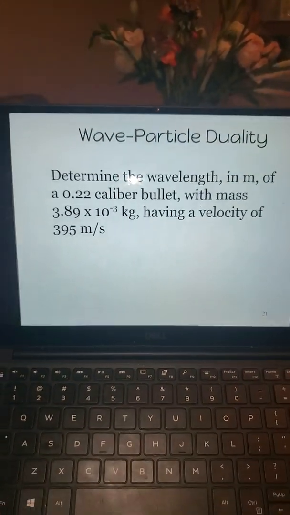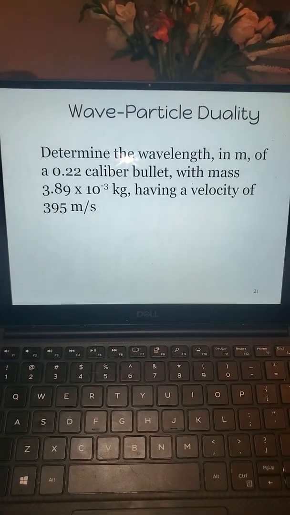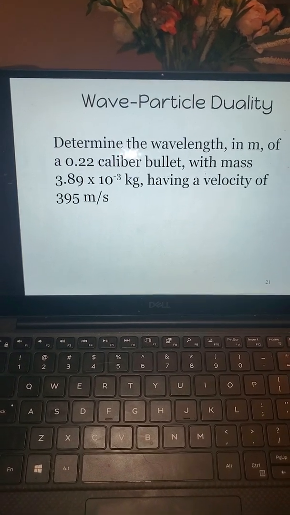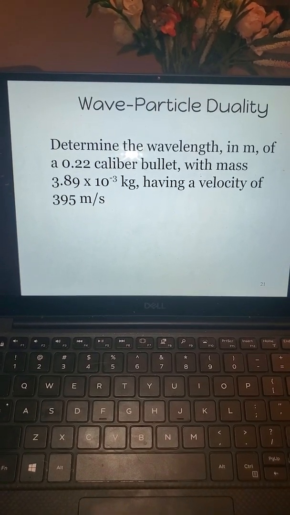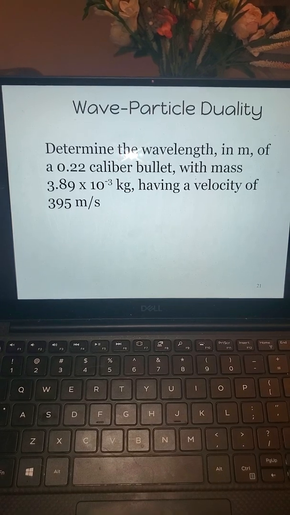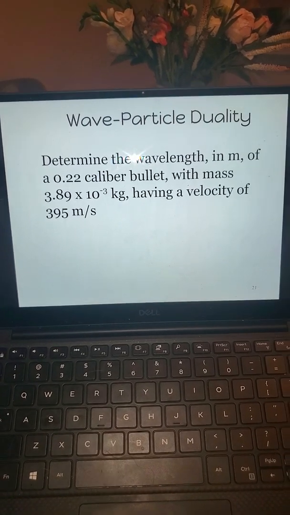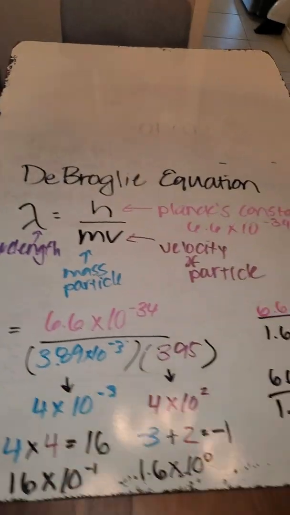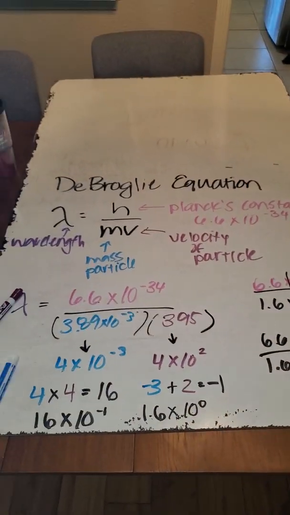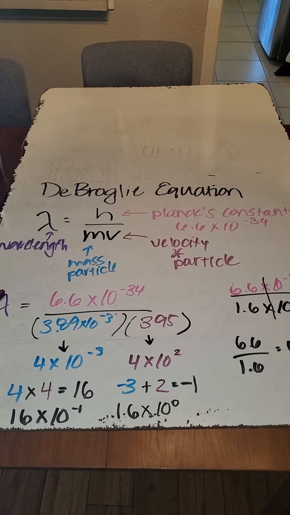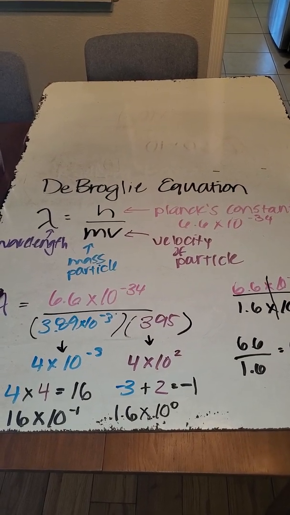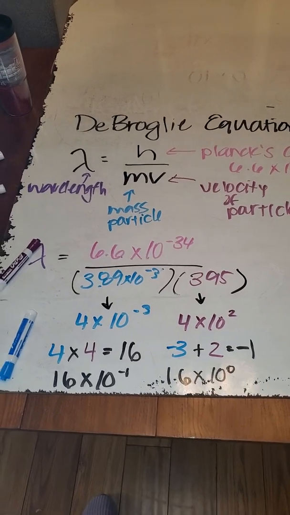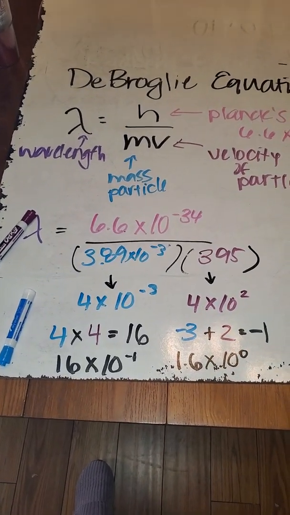All right, guys, our second question is to determine the wavelength in meters of a .22 caliber bullet with a mass of 3.98 times 10 to the negative 3rd kilograms, having a velocity of 395 meters per second. So again, we're coming back to de Broglie's equation. So our wavelength is equal to Planck's constant divided by the mass of our particle times the velocity of our particle. So we're just going to go ahead and plug in the information that they gave us.